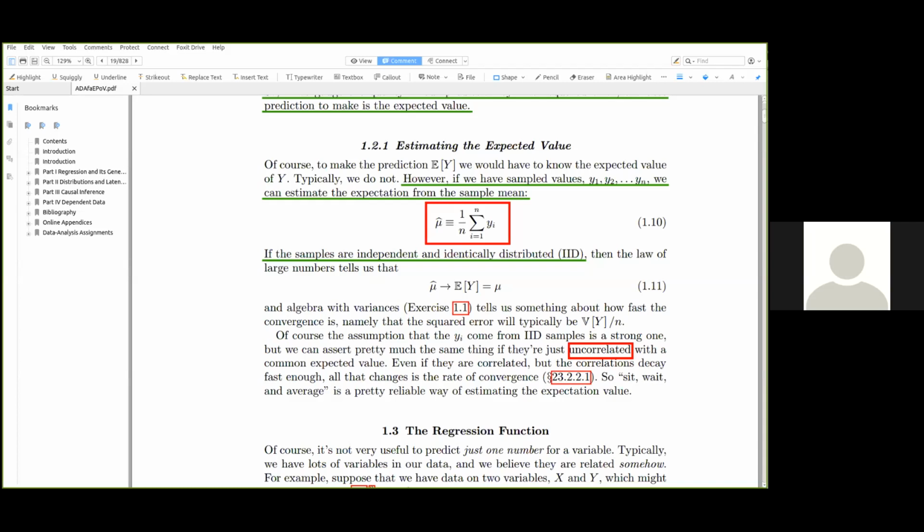This one, the one just before 1.3. Okay, this one. Yeah. So for what this assumption means, okay, let me just explain this.